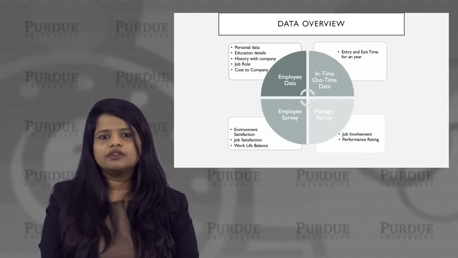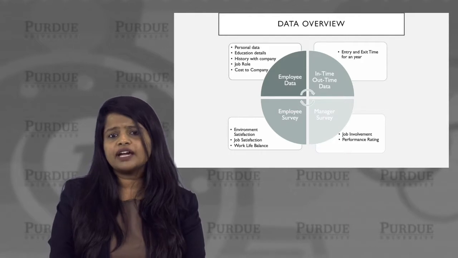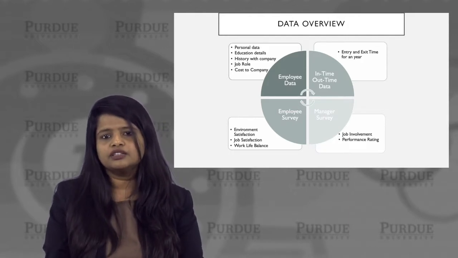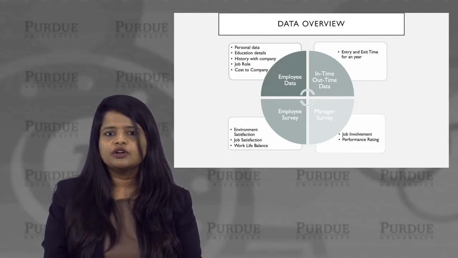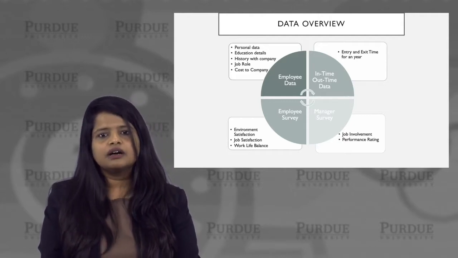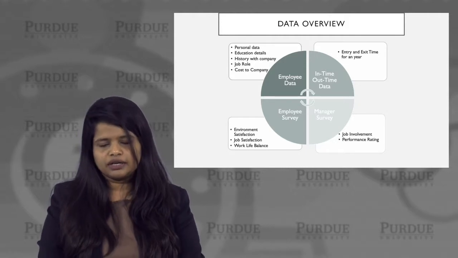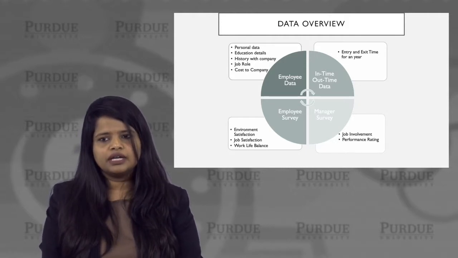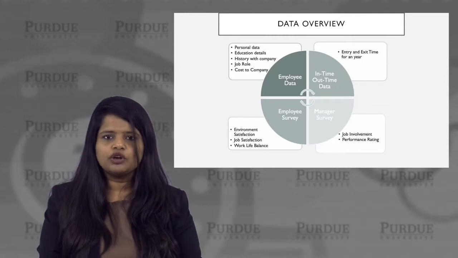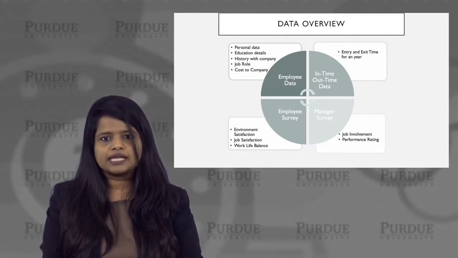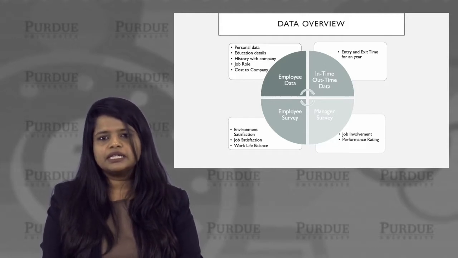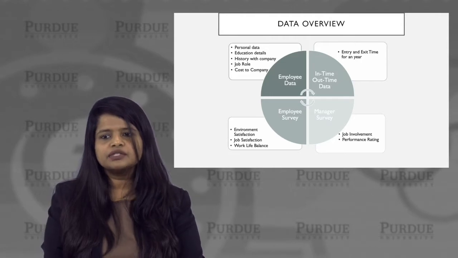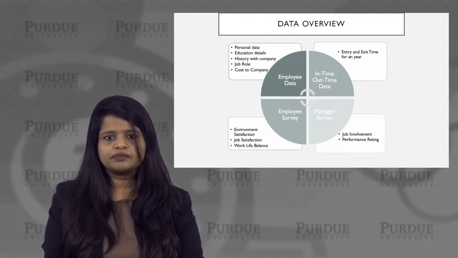Let's look at what we have in the data. So we have 5 data sets here. The first data set is the employee data set, which contains personal data of the employees, the education details, the history of how long the employee has been with the company, his job role, his job involvement levels, and also his salary details. The next is the in-time and out-time data for these employees, which basically consists of the entry and exit times over a period of 1 year.